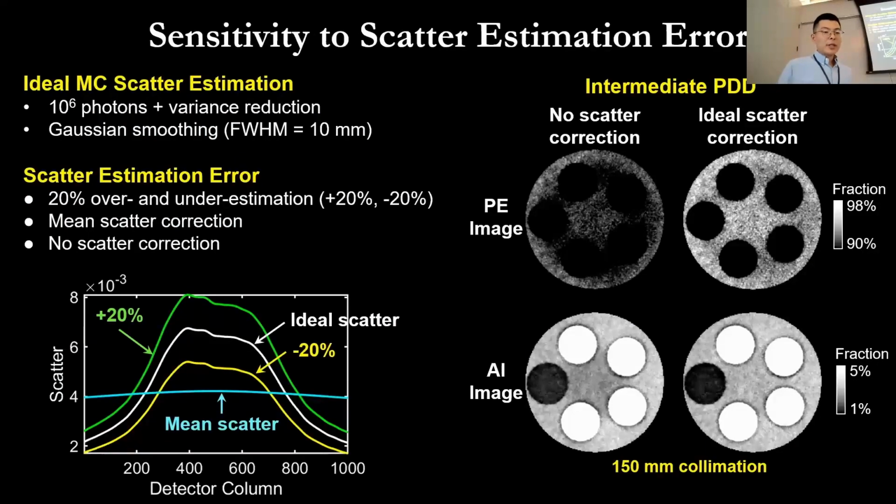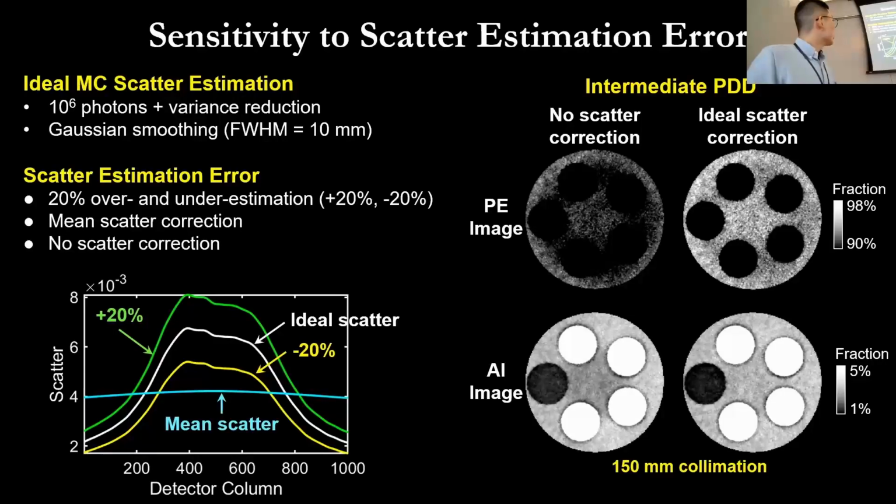For scatter simulations, we use 10 to the 6 photons with variance reduction, plus some pretty gentle Gaussian smoothing with the full width half max equal to about 10 millimeters. But in addition to this, we're not just going to do a pure ideal scatter correction, but we want to test the sensitivity of this framework to slightly different errors in the scatter.